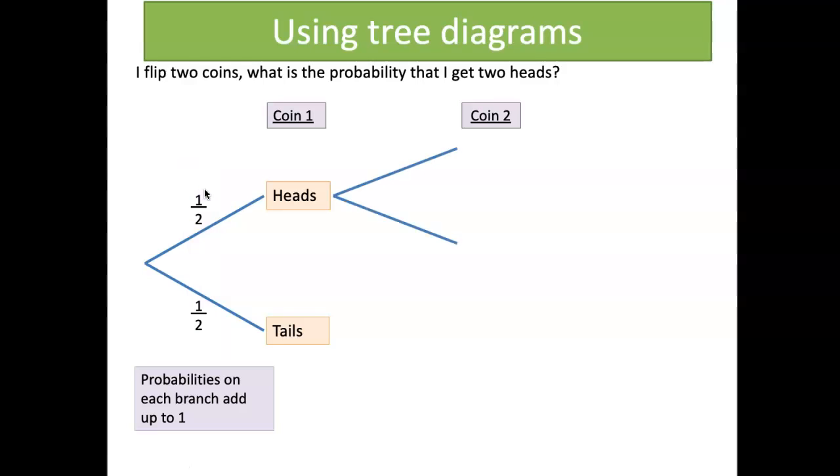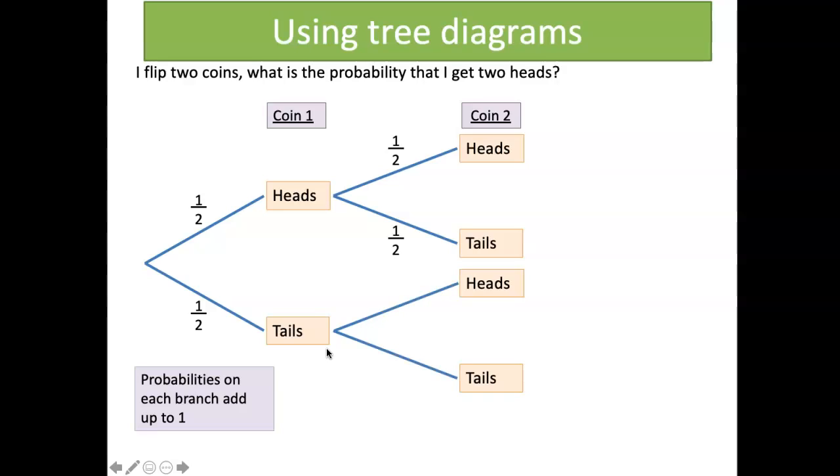Okay, let's continue. The second branch represents the second coin. Again, each simple event for coin 2, the head and the tail, still each gets a half. Okay, and then here it will again branch out, heads and tails, and then 1/2 and 1/2. You see, for each branch, it's always equal to 1. Okay, and then you can count downwards, and this is the number of total outcomes. You have 1, 2, 3, 4.